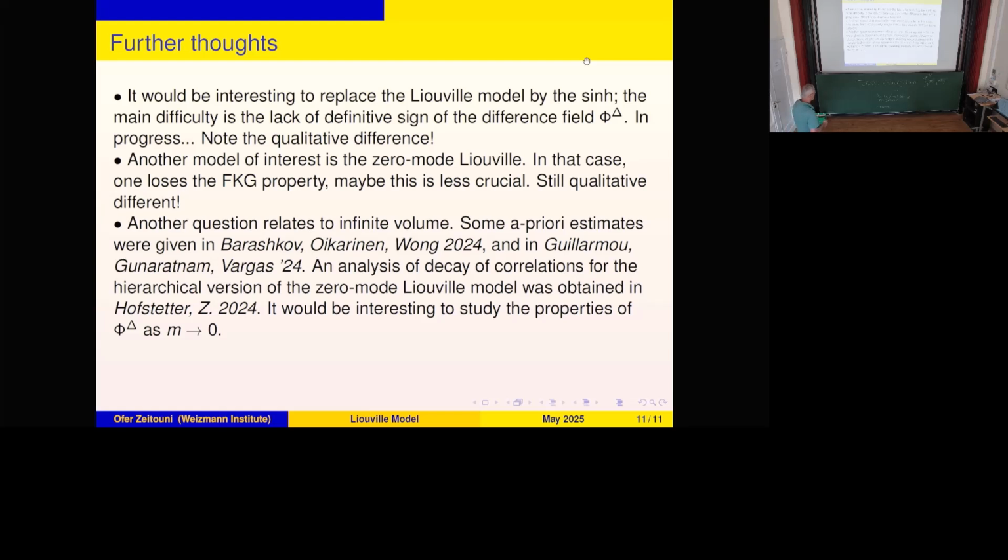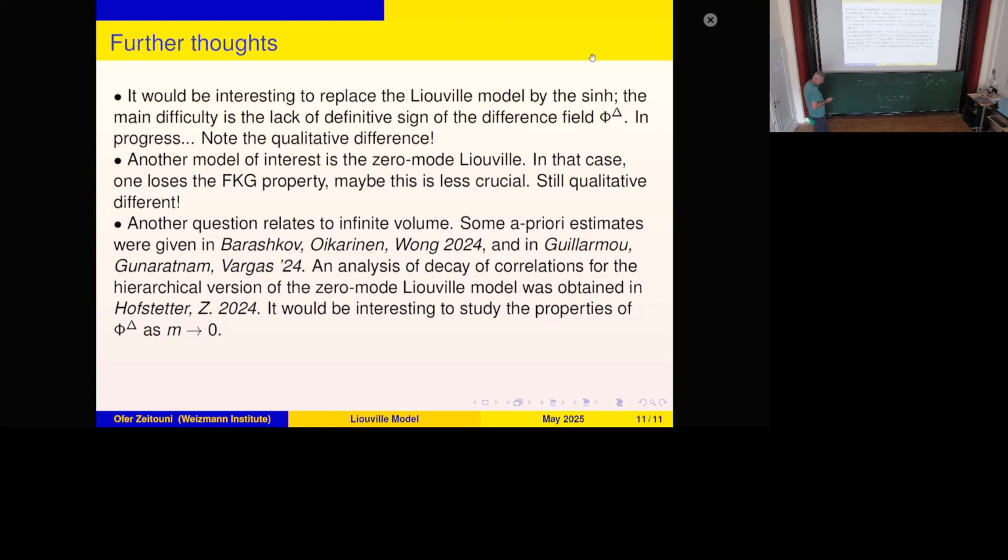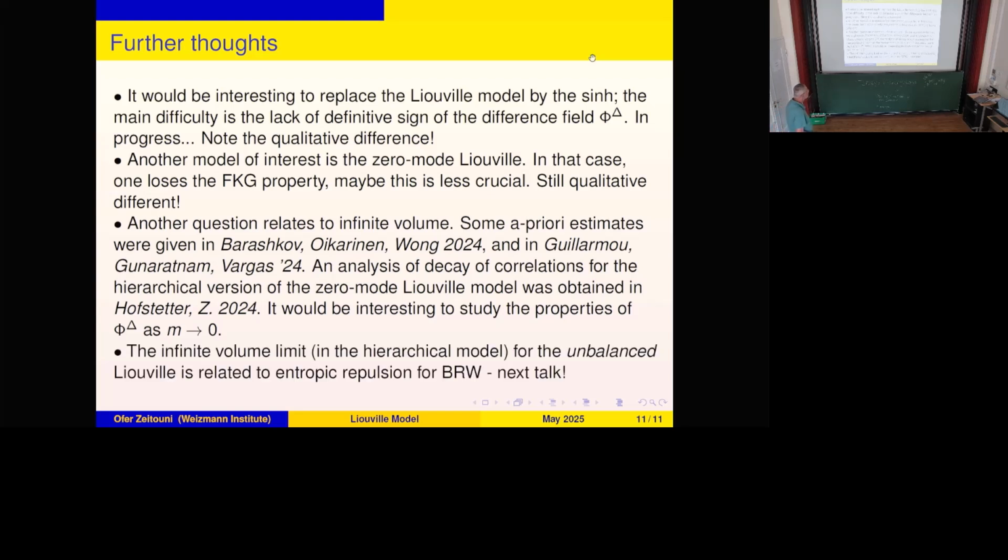And I think that in our setup here, it would be very interesting to study the properties of the difference field as M goes to 0, because for sure it will increase the difference field. The estimates we have are definitely not uniform in M. So I think that morally these questions are all connected.